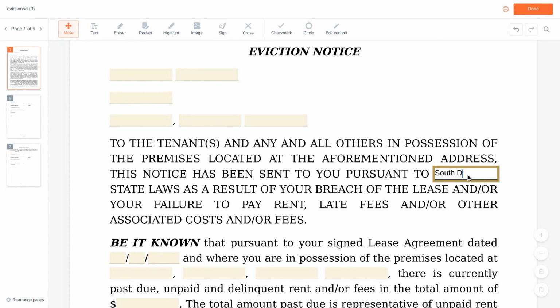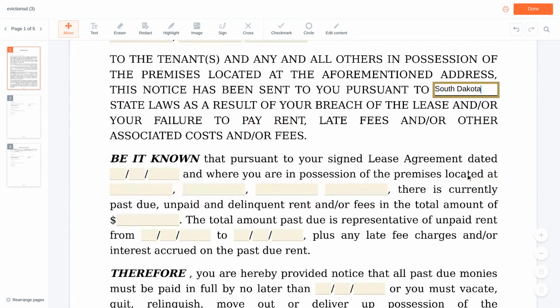Start where the notice cites the state laws it is served under and type the state's name. Then the date of the signed lease agreement it refers to, month, day, and year, one part in each box.